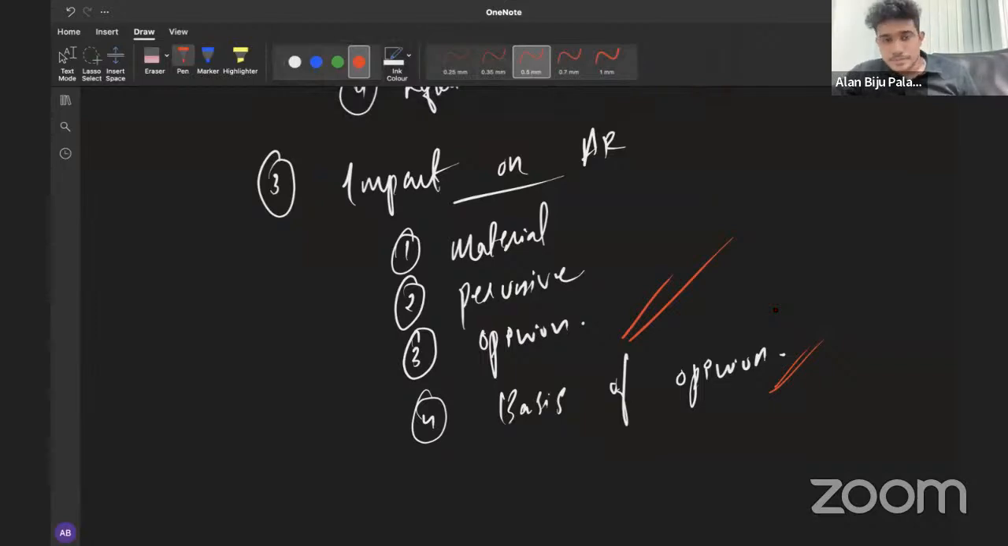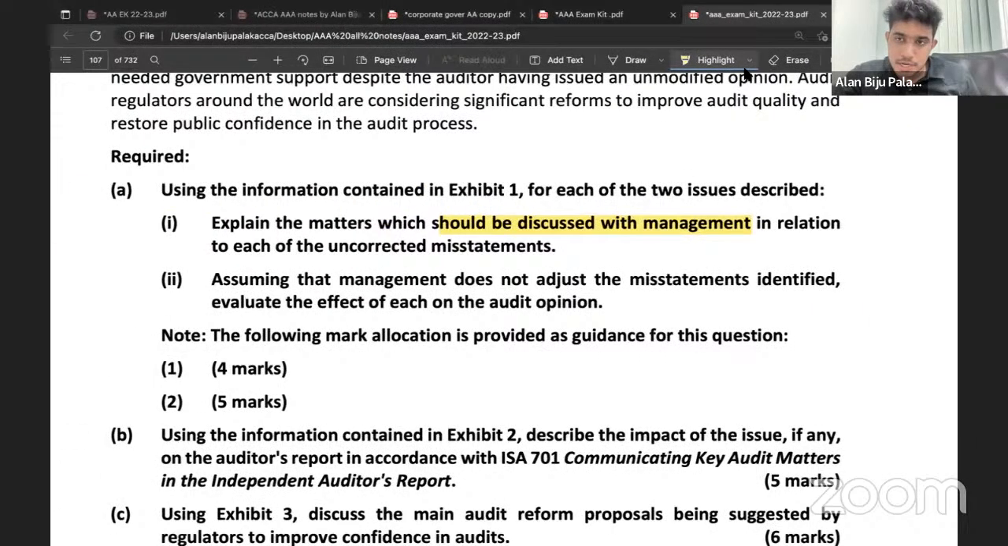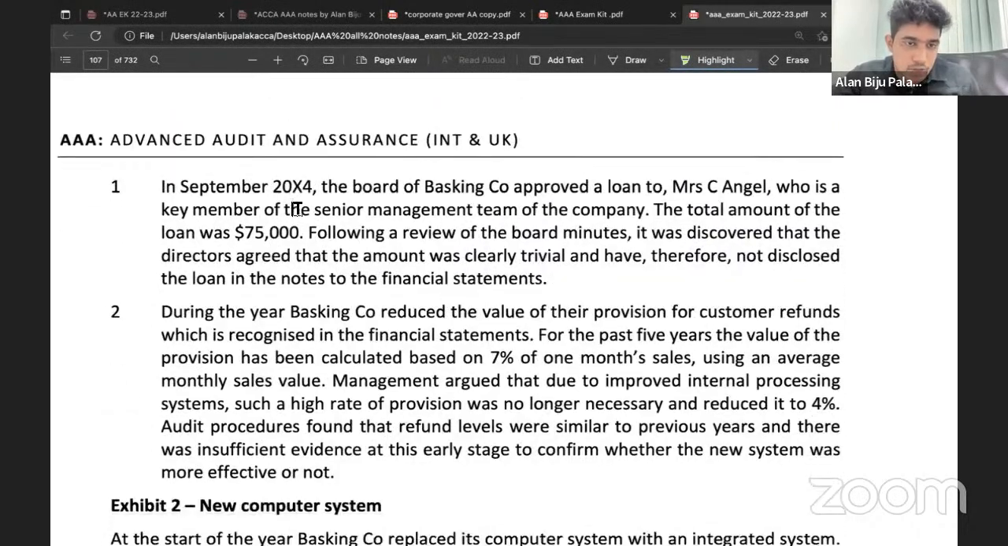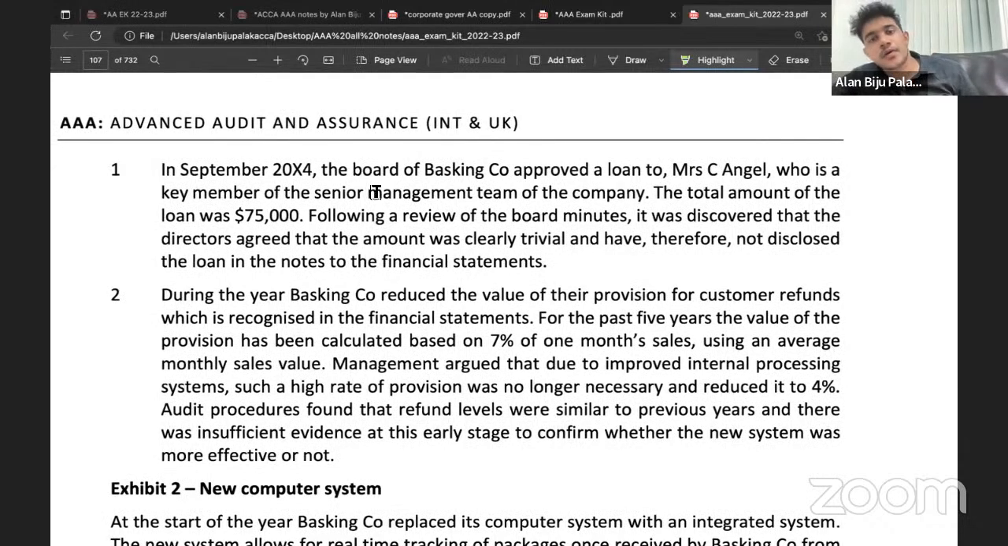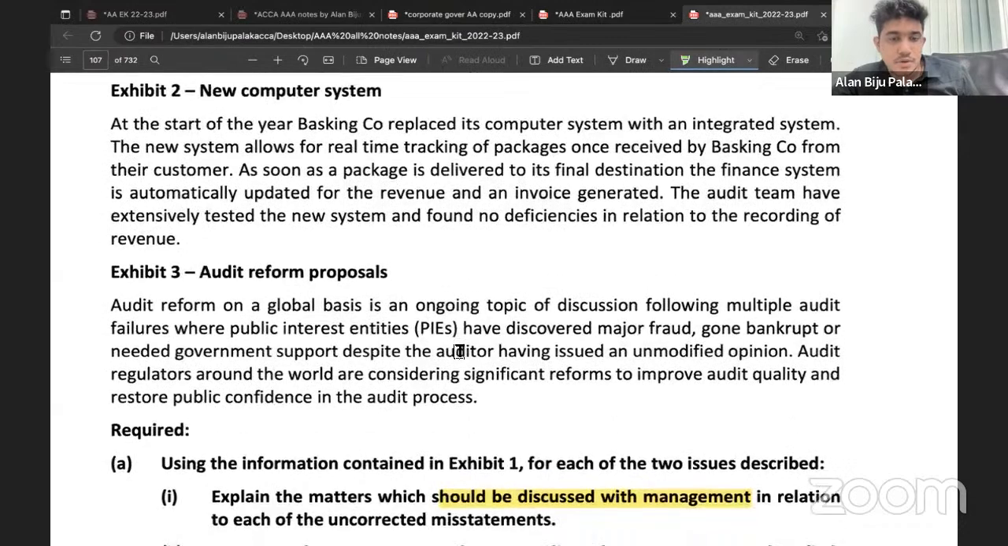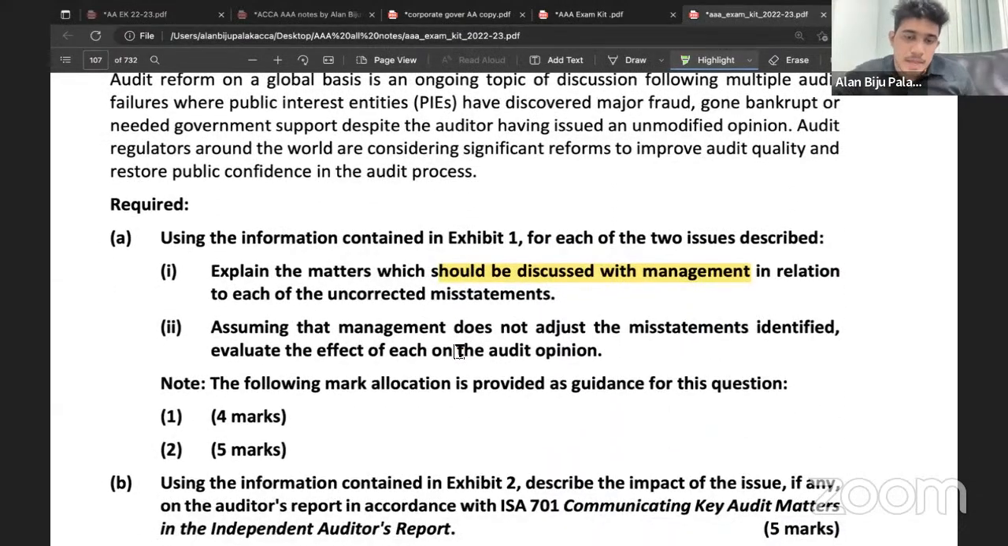Moving forward, one more additional important thing that has to be considered. Here you have two scenarios: the first is about a related party transaction, and the second is about mistakes in relation to a provision. They have given the requirement that, assuming the management does not adjust the misstatement identified, evaluate the effect of each on the auditor's opinion. So you have to mention each misstatement which created an impact over the auditor's opinion.